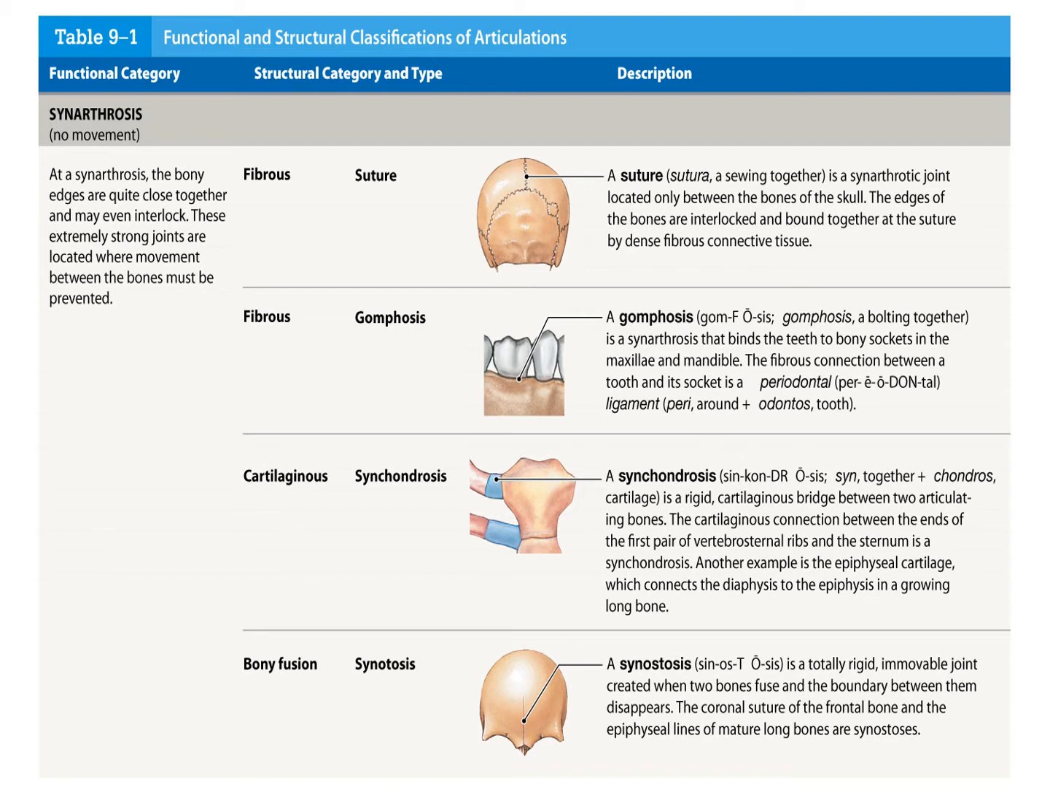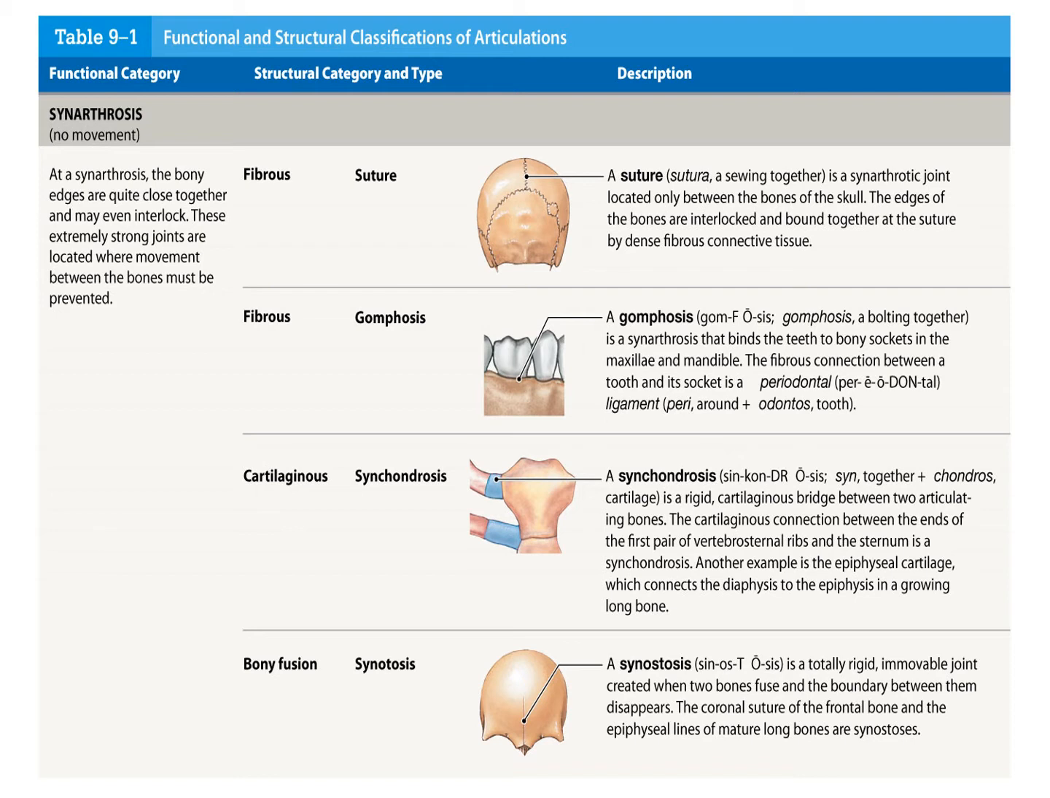The third one down is a synchondrosis, and that's a cartilaginous connection. So you can see here that you've got the bone on this side and the bone on this side, and then this rim of cartilage in between that's connecting them together. So this is where the ribs are coming into the sternum. That would be the first rib coming into the manubrium, and then the second one coming down into the body of the sternum. So it's a cartilaginous bridge between two bones. It's a synchondrosis, and there's very little movement there.